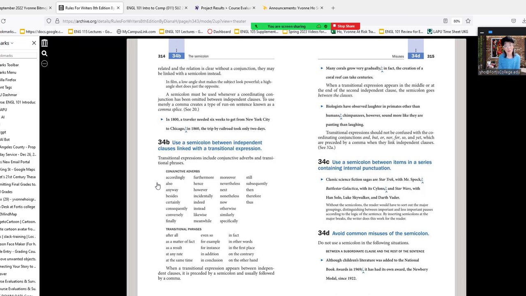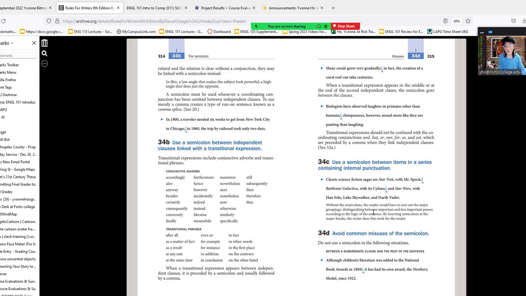Use a semicolon between items in a series containing internal punctuation. Classic science fiction sagas are Star Trek with Mr. Spock; Battlestar Galactica, with the Cylons; and Star Wars with Han Solo, Luke Skywalker, and Darth Vader.